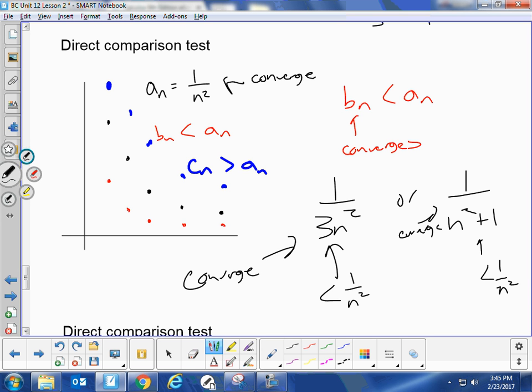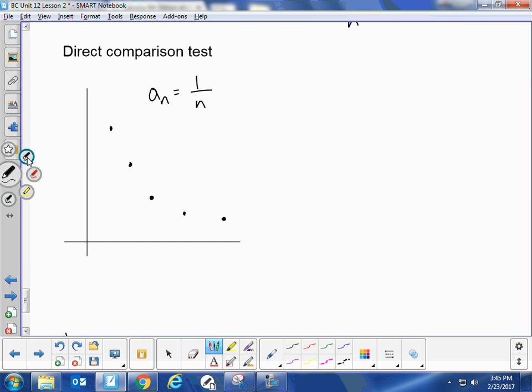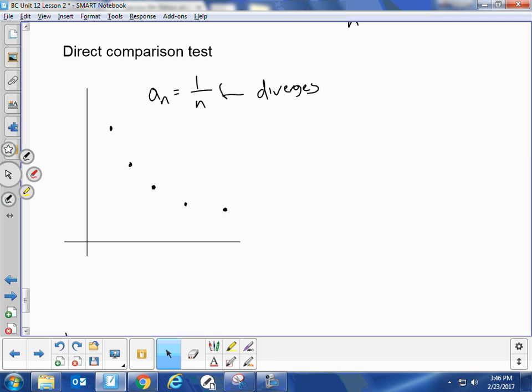Okay? Well, what if we start out with a series that diverges, like 1 over n? 1 over n diverges. It looks just like 1 over n squared, right? Just maybe the dots are a little bit higher. Well, let's again start with a Bn, which is less than An. I don't know how much less than it is. And since I don't know how much less it is, if I start with a diverging series and look at this guy, I'm not sure if it's going to be less than enough to also be a diverging series. I'm not going to know.